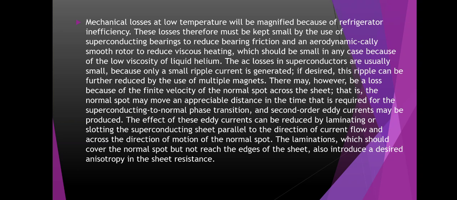There may, however, be a loss because of the finite velocity of the normal spot across the sheet. That is, the normal spot may move an appreciable distance in the time that is required for the superconducting to normal phase transition, and second order eddy currents may be produced. The effect of these eddy currents can be reduced by laminating or slotting the superconducting sheet parallel to the direction of current flow and across the direction of motion of the normal spot. The laminations, which would cover the normal spot but not reach the edges of the sheet, also introduce a desired anisotropy in the sheet resistance.